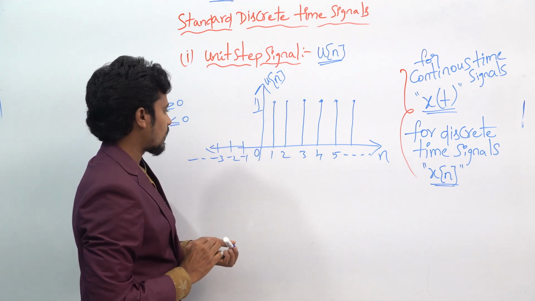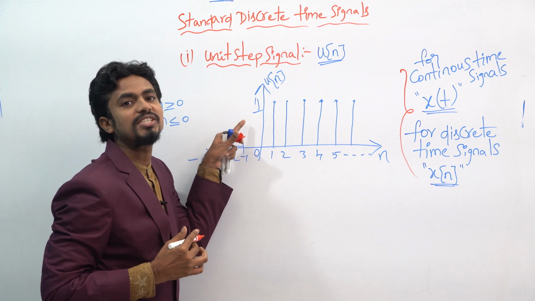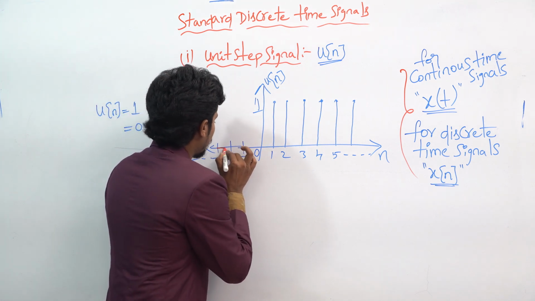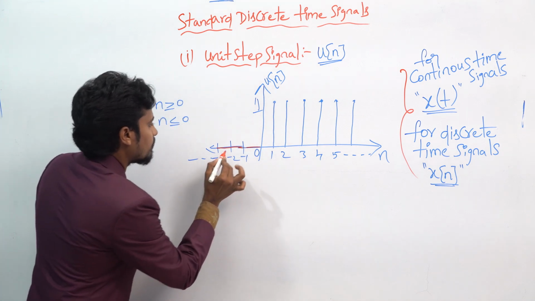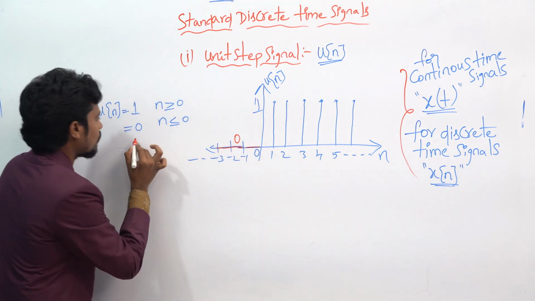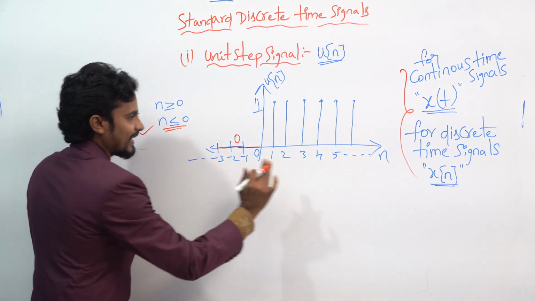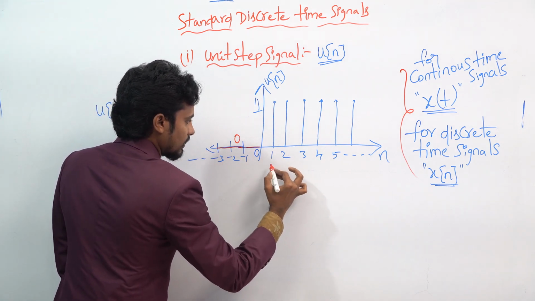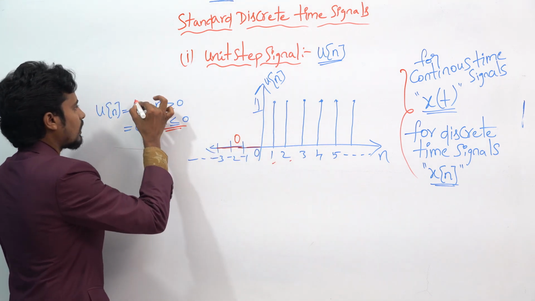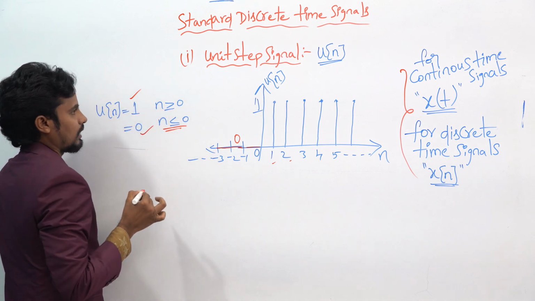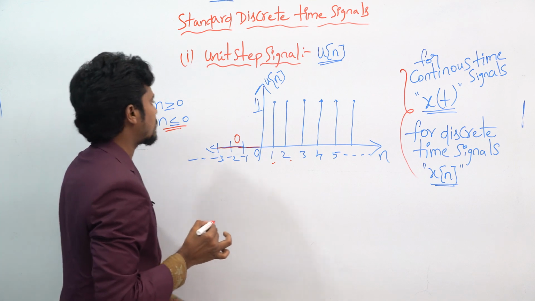Here one thing you can observe: there will be no values or no signal presented here. This will be empty only. This will become the 0. This 0 we have to take for n less than or equal to 0. For n greater than or equal to 0, meaning 1, 2, 3, 4, 5 like this, the amplitude, the magnitude, is 1.